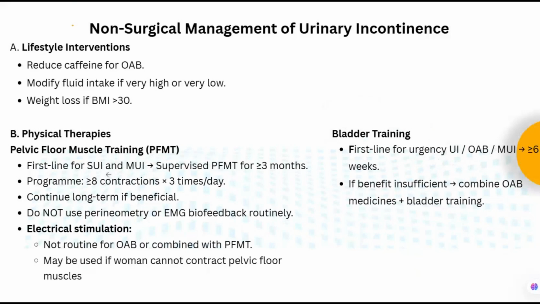If it is stress urinary incontinence, then it is pelvic floor muscle training for 3 months, 8 contractions 3 times a day. Did you get the difference between the two? If there is SUI and there is overactive bladder, what kind of treatment are you going to advise? Okay. So if benefit is insufficient, combine overactive bladder medicine and bladder training. When dealing with overactive bladder, the first will be bladder training. If for 6 weeks there is no benefit, then you will add medicine, that is anti-muscarinic medicine, and also continue with the bladder training.